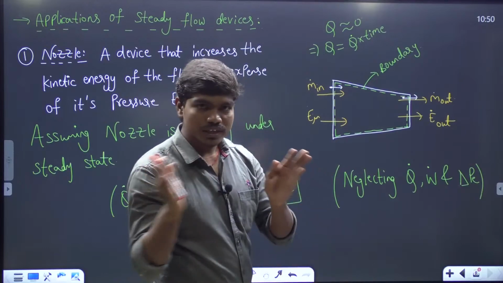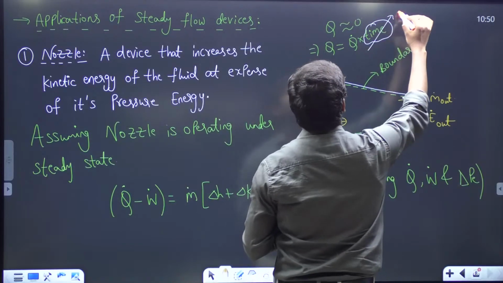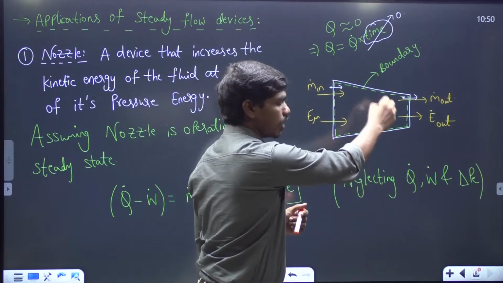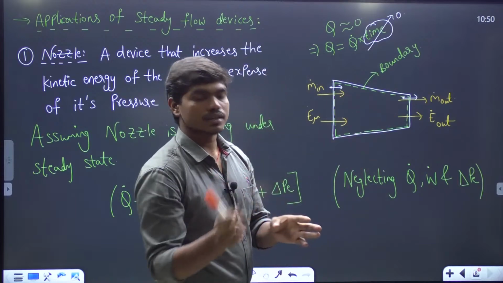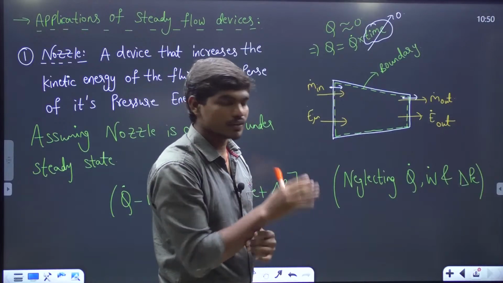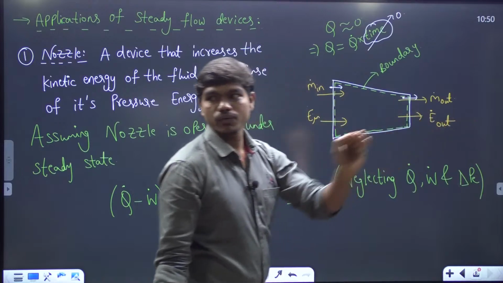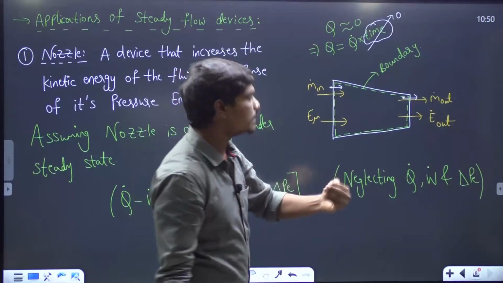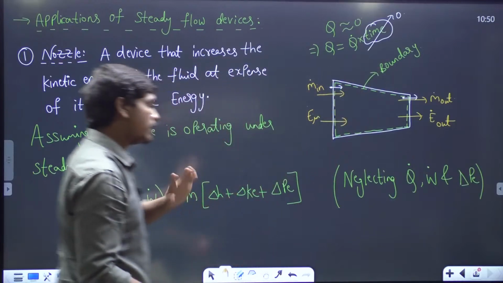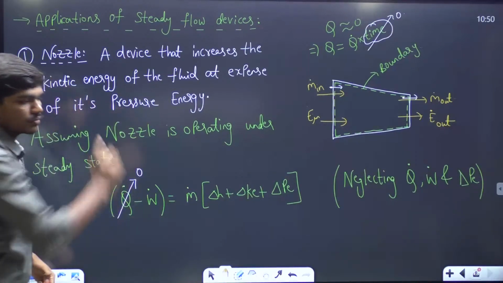Now within this very short time, there won't be enough time for this mass to have energy interactions between the system and surroundings. Did you understand? When the mass is traveling very fast, it won't have enough time to exchange heat either to the surroundings or from the surroundings. So that's why in nozzle cases, we assume this Q dot to be 0.